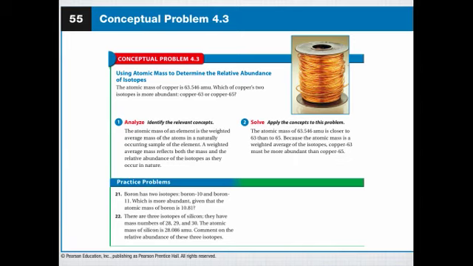Alright, so if we look at the first one, there must be more boron-11 than boron-10, because 10.8 is closer to 11 than it is to 10. And if we look at the second one, where the atomic mass of silicon is 28.086, you must assume that the majority of the isotope is isotope 28, and the other ones are probably just very small fractional percents.